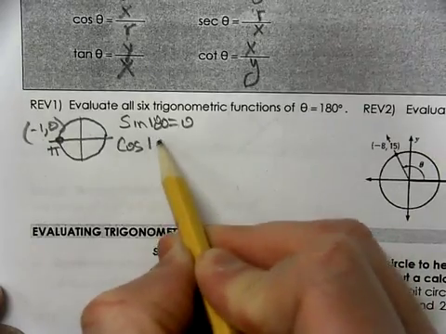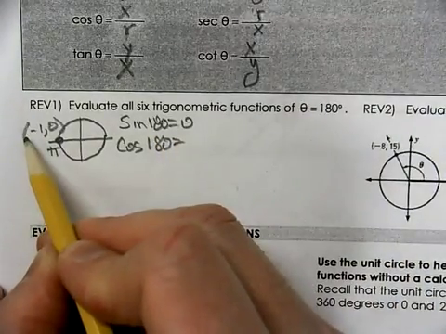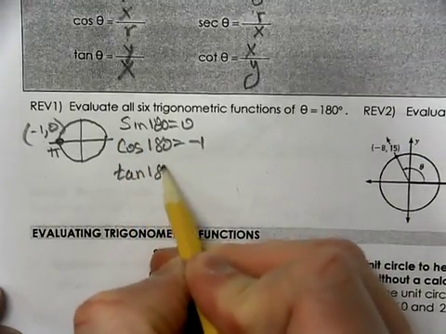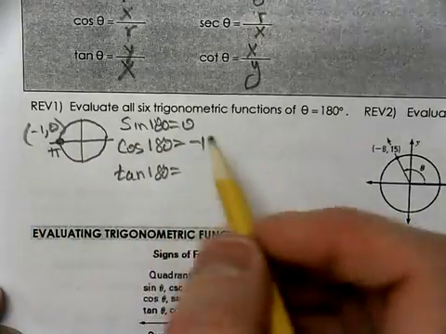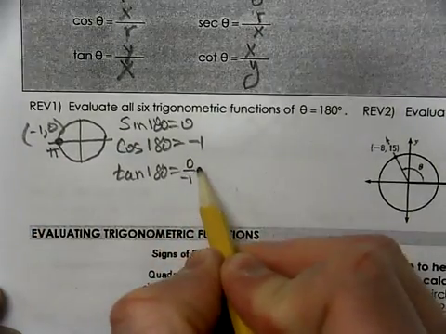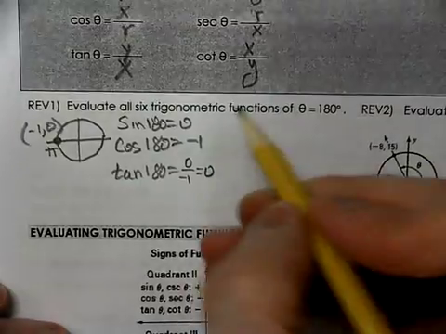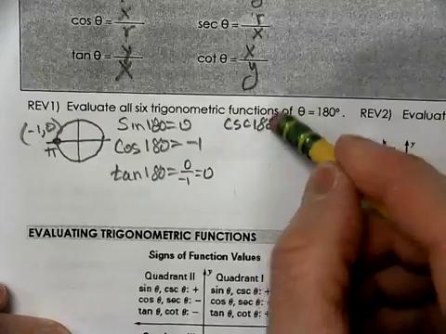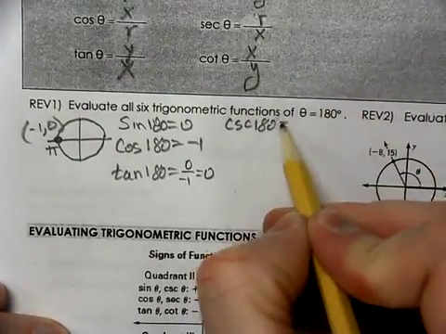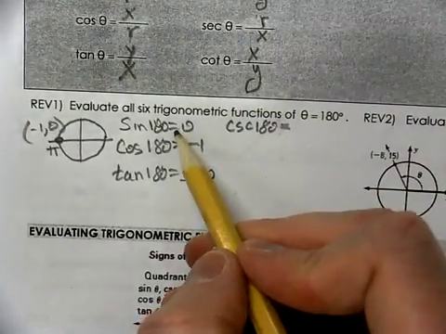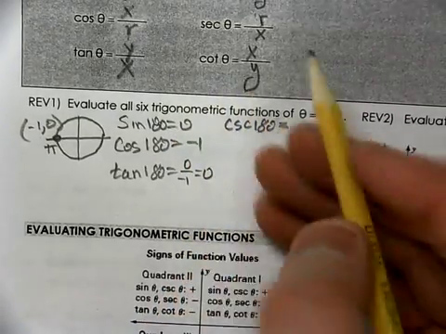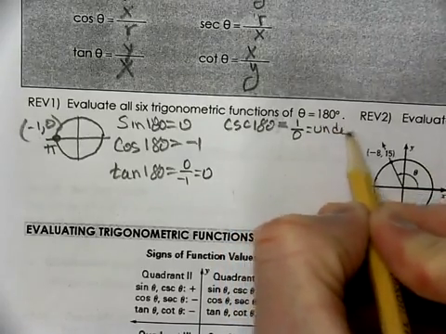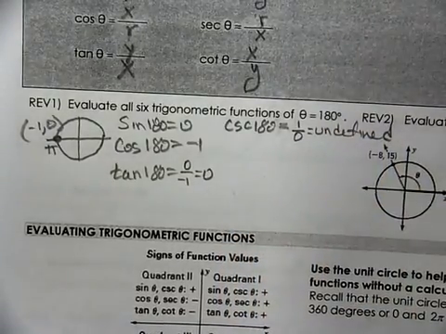The cosine of 180 equals the x value, which is -1. The tangent of 180 is the y divided by the x, which is 0. Cosecant of 180 is going to be the reciprocal of what we have here. Currently we have 0 over 1. So that's going to become 1 over 0, which we know is undefined. You can't have 0 in the denominator.